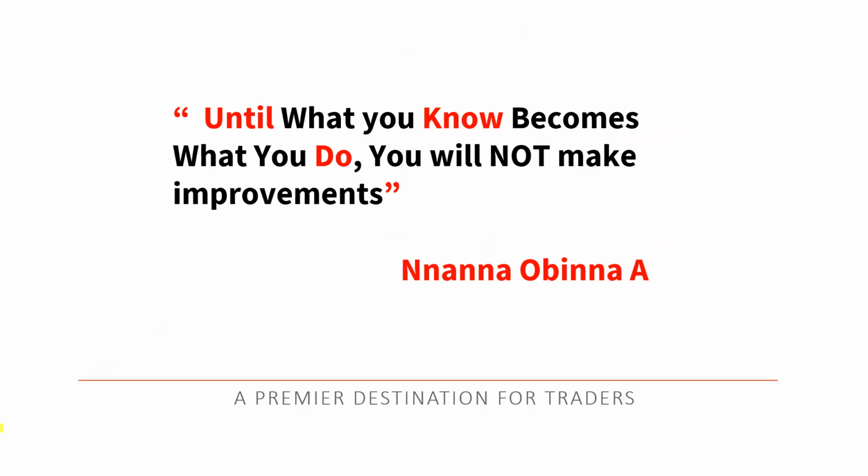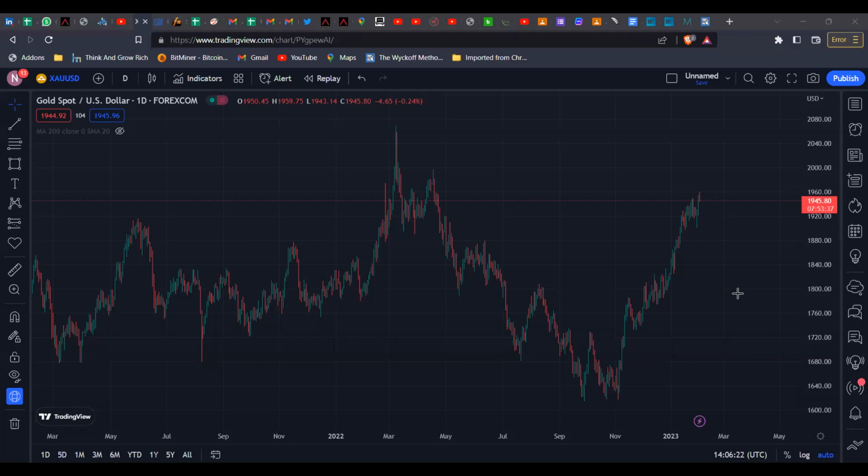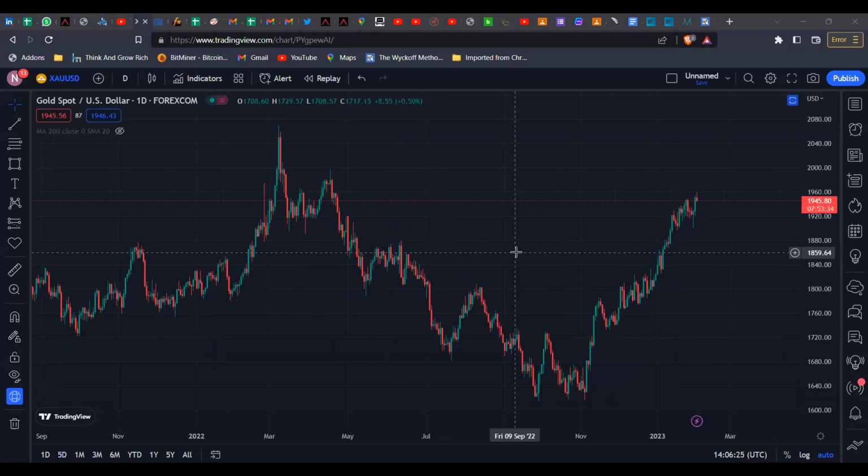Until what you know becomes what you do, you would not make any improvement. It's something I always tend to say. Okay, so let's jump over to the chart and look at some real chart examples of what we've just been talking about for the past 45 minutes. Okay, so now we are over to the chart and we'll look at some real market examples, and how price undergoes accumulation and distribution phases or schematics within structure.